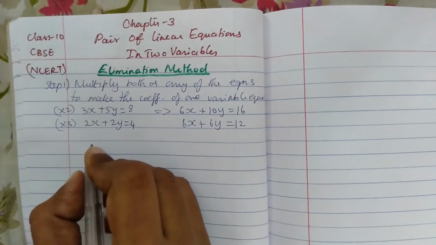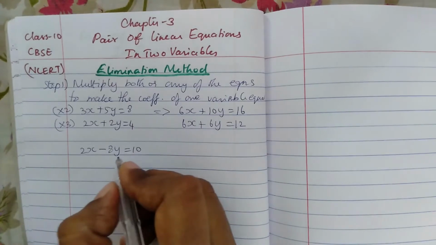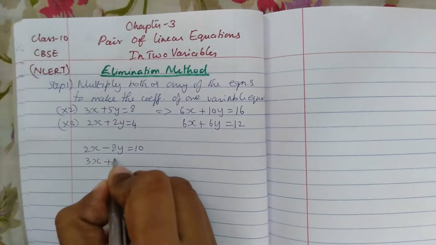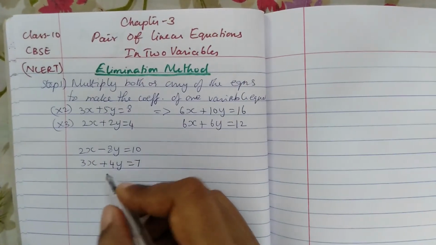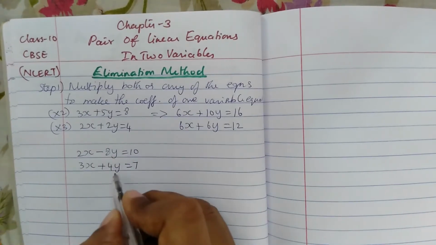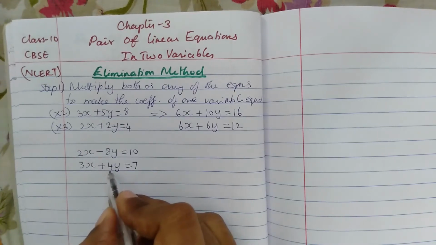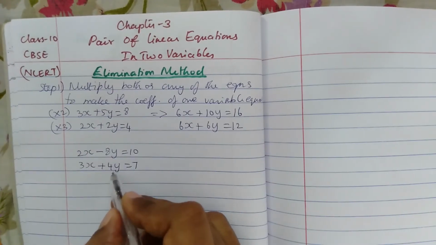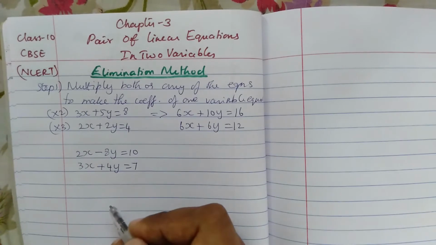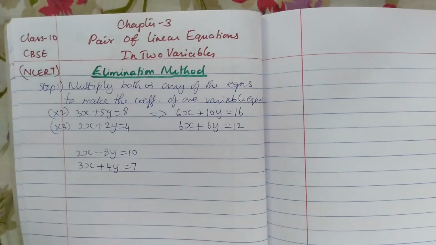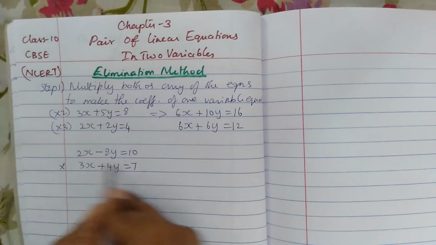Suppose I have another set of equations like 2x minus 8y is equal to 10 and 3x plus 4y is equal to 7. Here I want to eliminate this y variable. I have an 8 here and a 4 here. 8 is a multiple of 4 also. So I can multiply this by 2 to get an 8 here. That way I can directly cancel the y variable. I don't have to touch this equation at all. So whenever you get something like this, you can easily multiply that equation alone.